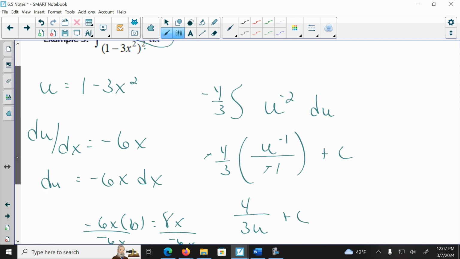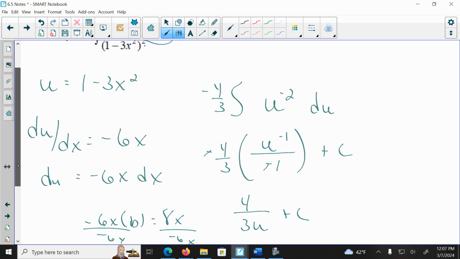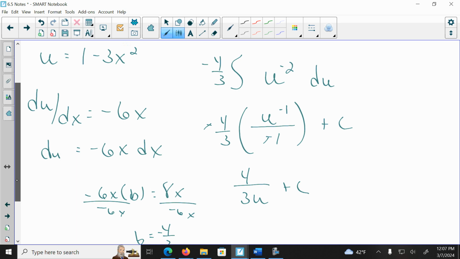So now I'm putting it back in. Because it's raised to negative 1. Well, that was me showing that the negative signs cancel.